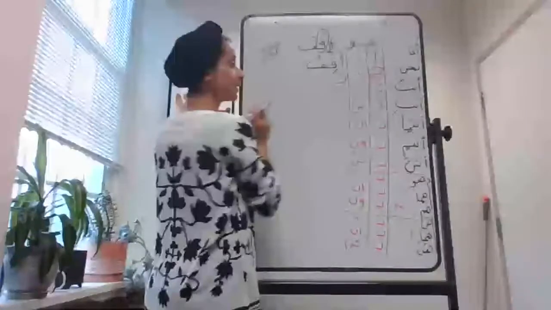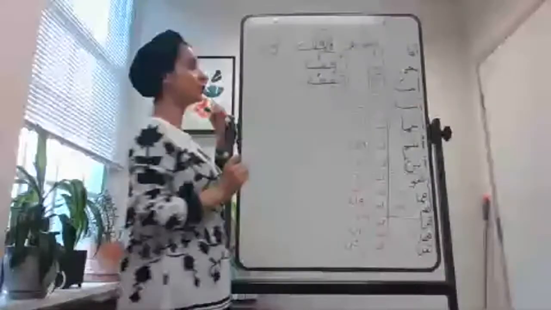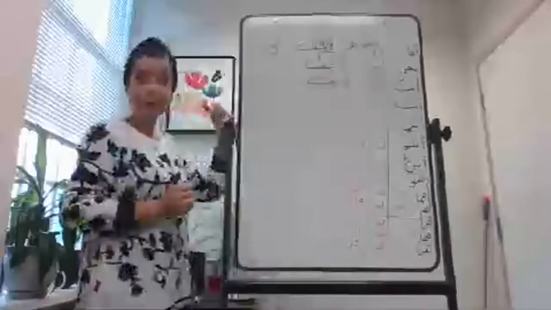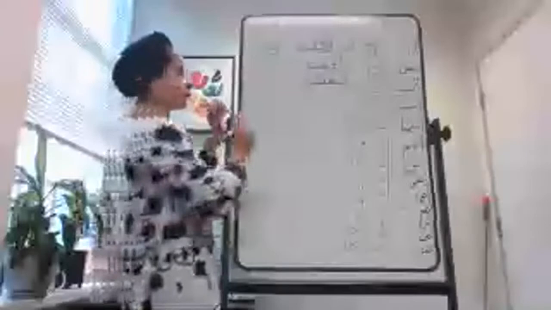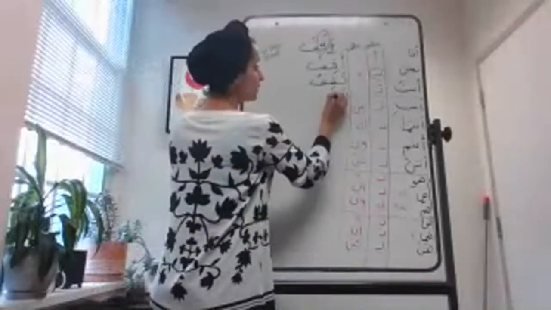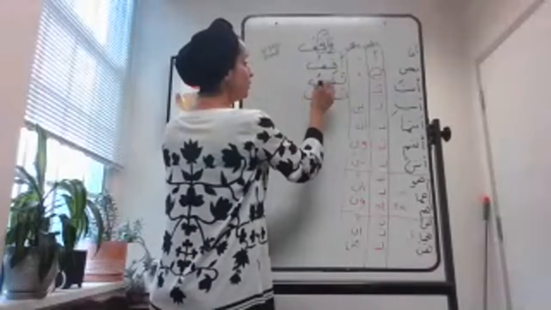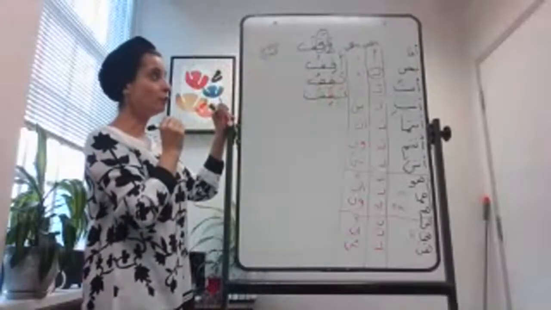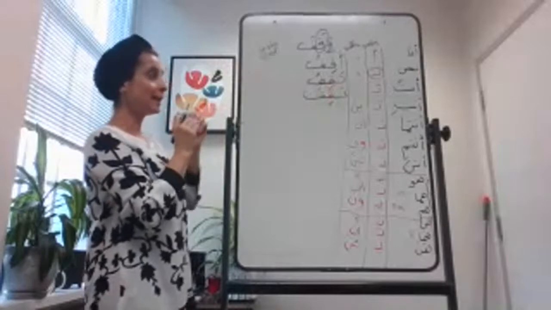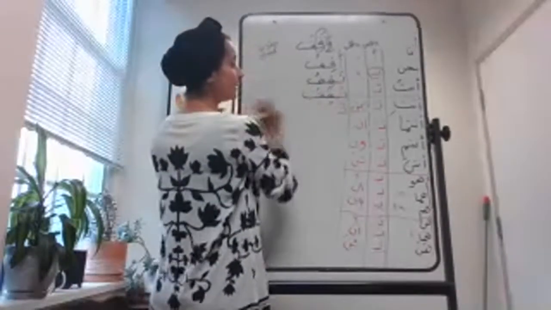Next, on the qaf, we add damma. نحن نقف، أنا أقف، نقف. For أنت, we add the ta as a prefix, and then we have the second root and the third root. نحن نقف. أنا أقف. أنت تقف.